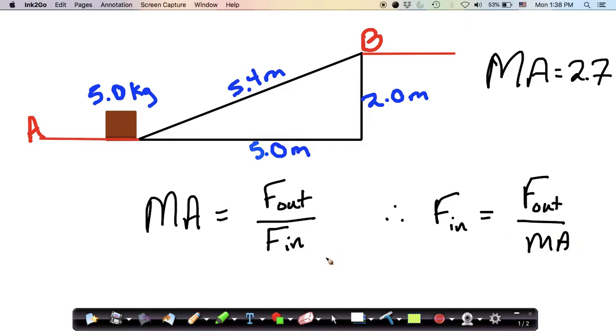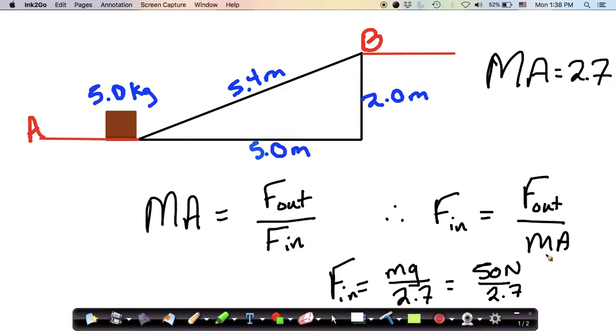The question then becomes, what is the output force? The output force would be the weight of the box, just mg. So the input force is going to be mg over 2.7, or 50 newtons over 2.7. Again, this was the input force, and that is going to work out to be about 18.5 newtons. If this is an ideal inclined plane, we end up pushing with quite a lot less force than the actual weight of the box, 18.5 newtons.